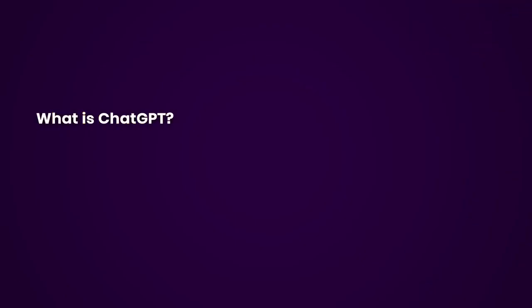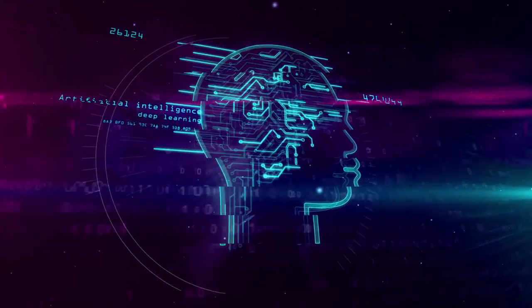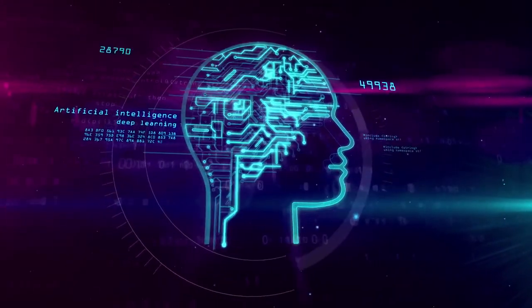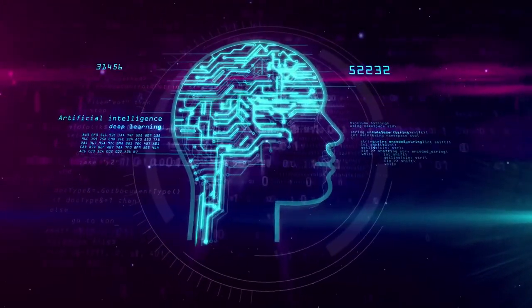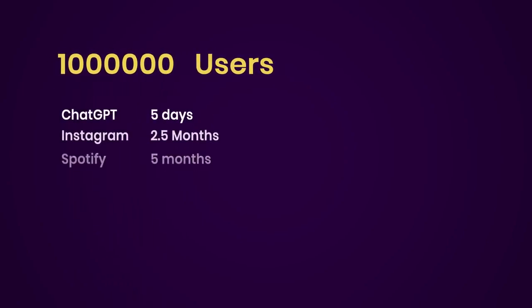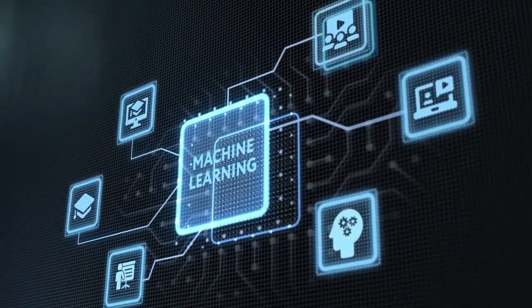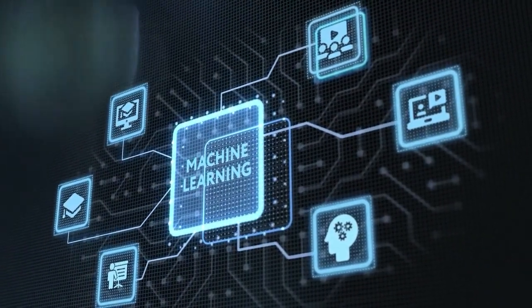So what exactly is ChatGPT and how does it work? ChatGPT is a cutting-edge AI tool created by OpenAI. It was released in November 2022 and gained 1 million users in just 5 days. In comparison, it took Netflix 3.5 years and Instagram 2.5 months to get the same number of users. ChatGPT is an advanced language model that can understand and generate text.